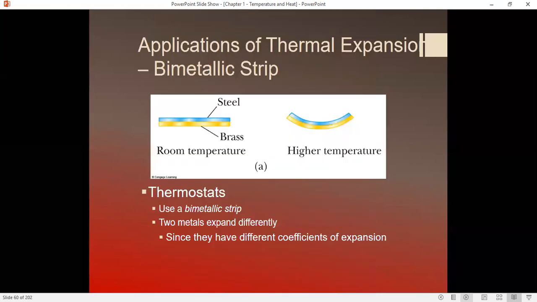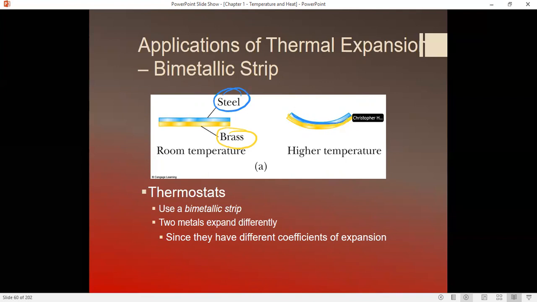Here's another application of thermal expansion. This is a bimetallic strip. We know that brass has a higher thermal coefficient of expansion than steel. So if we heat a bimetallic strip, and these are basically two strips of metal that have simply been welded together, the steel will expand a little bit, okay? But what expands more is the brass, okay?